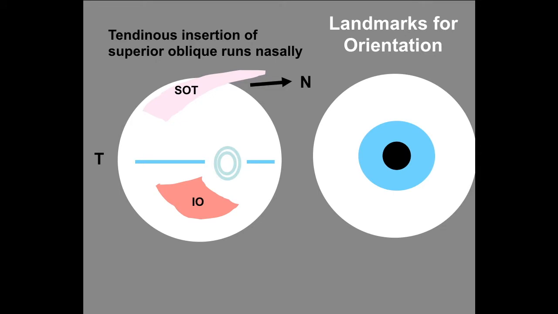Superior oblique muscle has a tendinous insertion. The tendon runs nasally to the trochlea. The inferior oblique muscle lacks a tendon, and its fibers insert directly into the globe.